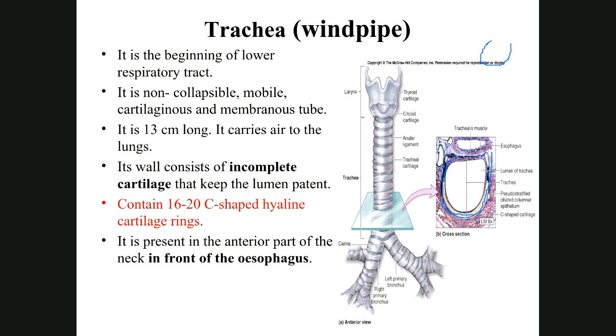So where is this trachea present? It is present in front of the esophagus. Where exactly? It is present in the anterior part of the neck. Remember, anterior part of the neck, in front of the esophagus. This is the location of the trachea.